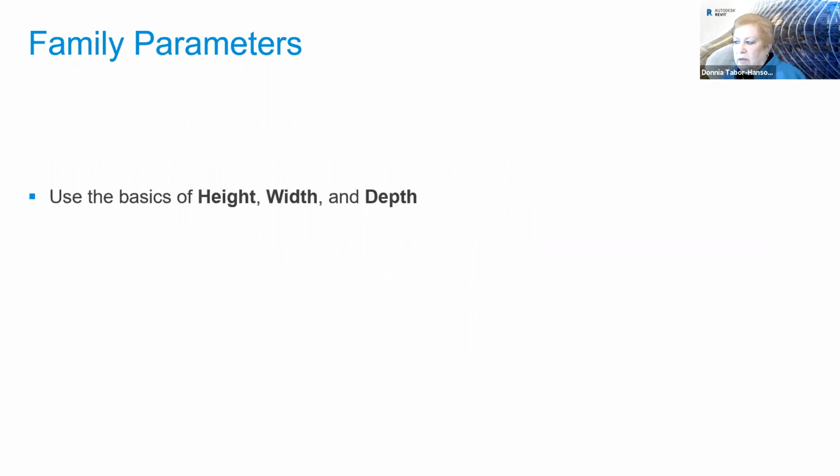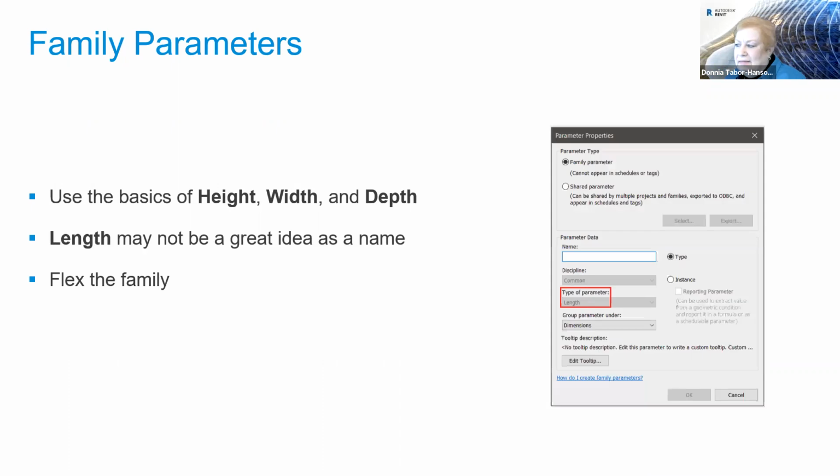So you will use the basic height, width, and depth, and you name them that, because it may not be a good idea to name something length. I fell into that. When I first started doing some families, I would do shelves, and they had a depth, a height, and a length. Well, height is a length, depth is a length. It even says parameter type is a length when I pick a dimension, it automatically says it's a length. So don't choose the word length as being the name of your parameter. Make it what it means, height, width, and depth, for example.